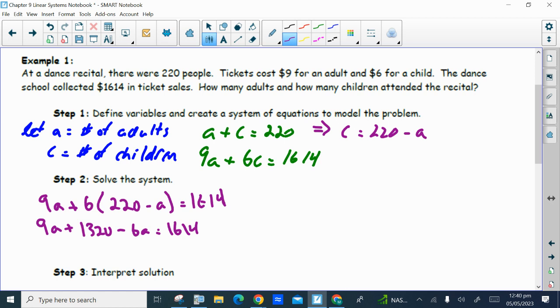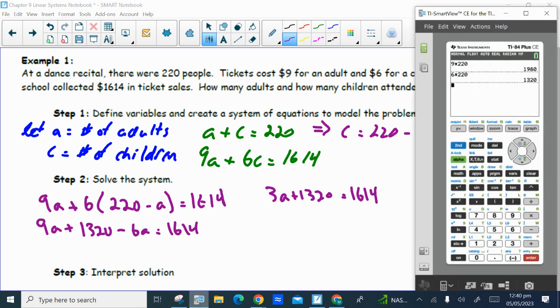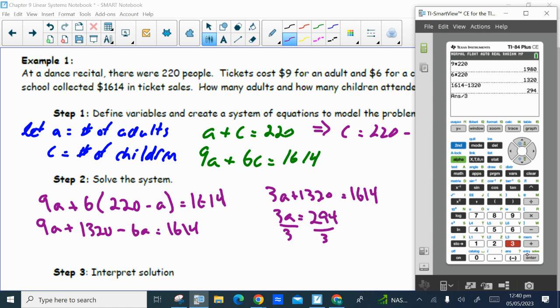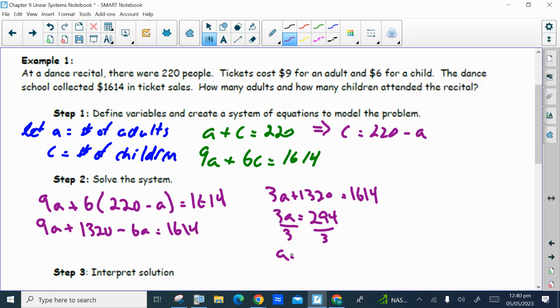So 9A minus 6A is 3A, plus 1,320 equals 1,614. We'll subtract the 1,320 from both sides. So 1,614 take away 1,320, so 3A will equal 294. And then we would divide both sides by 3 to get A by itself. So 294 divided by 3 is 98. That's what A is. That will be the number of adults.